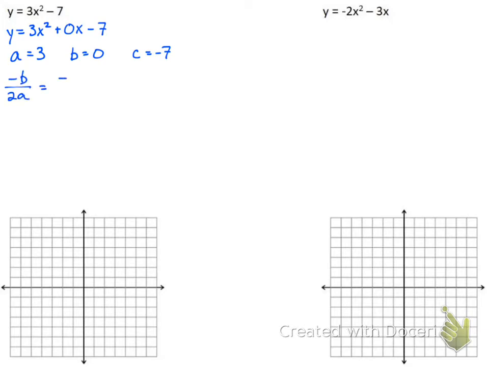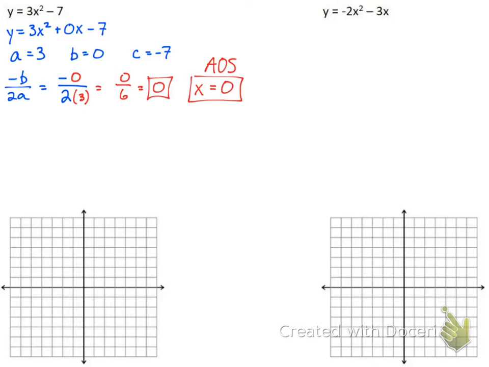And so again, it's going to be negative, my b value is 0. And then on the bottom, I have 2 times my a value, which is 3. And so I get 0 over 6, which is just 0. So there's my vertex. My equation for axis of symmetry is x is equal to 0. Again, that's my axis of symmetry.